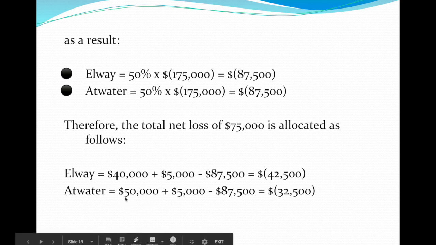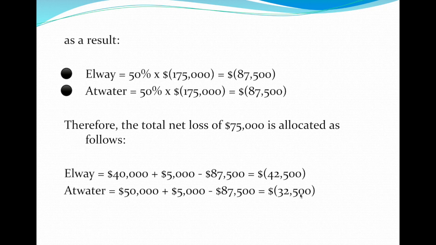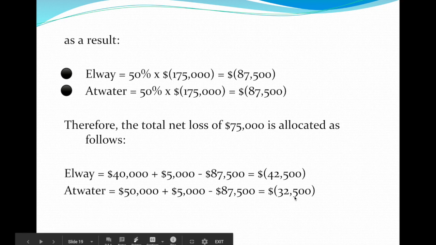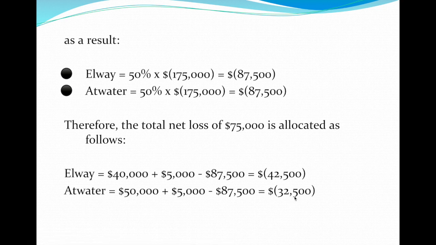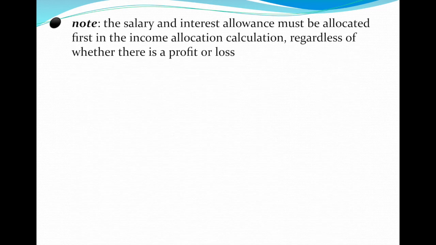Atwater gets his $50,000. Remember, Atwater gets a higher salary allowance than Elway does. So he gets his $50,000 plus the $5,000 minus the loss that they both suffer, the $87,500, which gives us negative $32,500 for Atwater. So because he is paid a little more, he suffers a little less, financially speaking. So, note that the salary and interest allowance must be allocated first in the income allocation calculation, regardless of whether there's a profit or a loss.